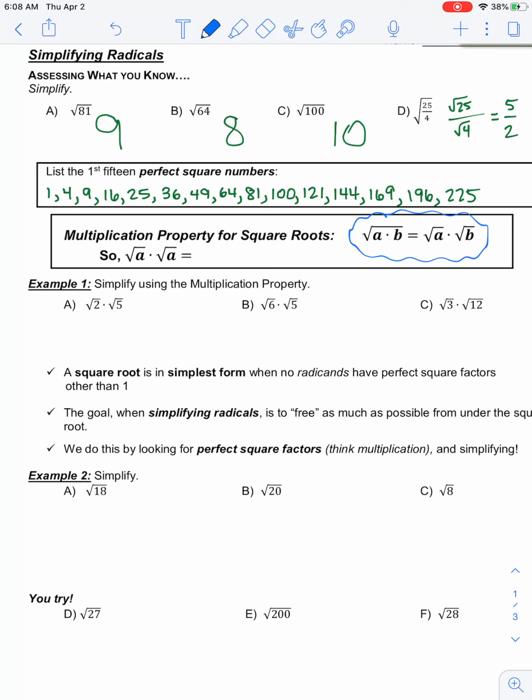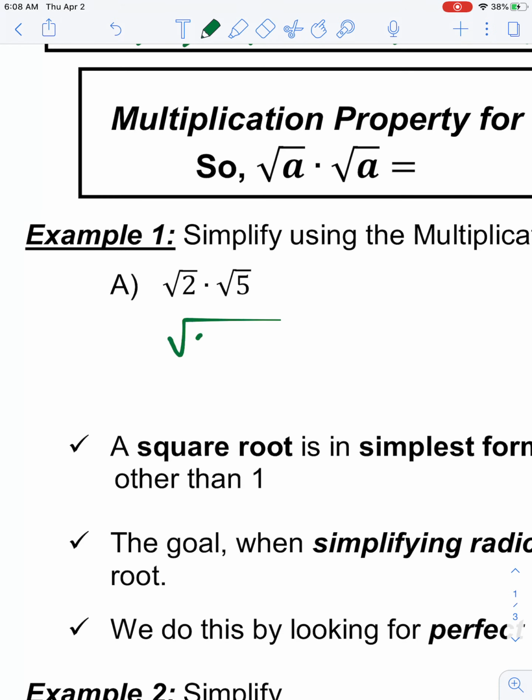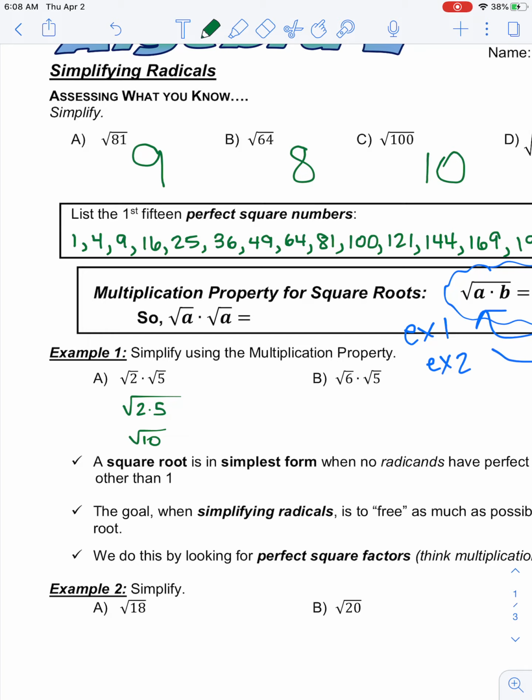Okay, here let me show you example 1. Starts like this, looks like this, and then example 2 starts like this, and it'll look like that. All right, so example 1. Square root of 2 times square root of 5. Well, we can do the square root of 2 times 5 together under one root, and 2 times 5 is 10, so my answer is root 10. Is 10 on my list of perfect squares? No, so I just leave it, root 10.